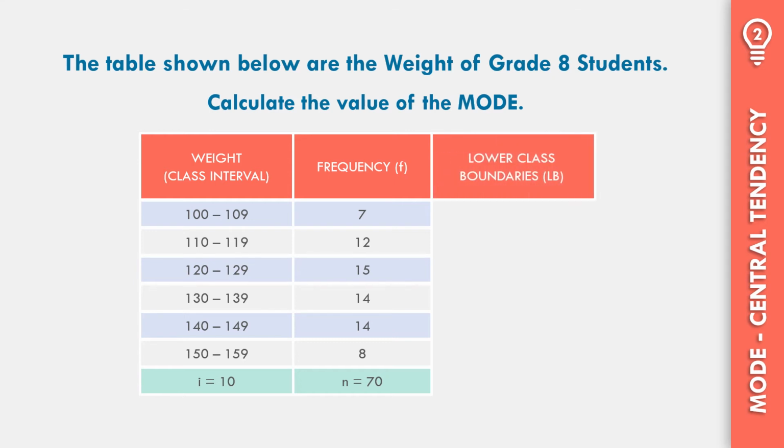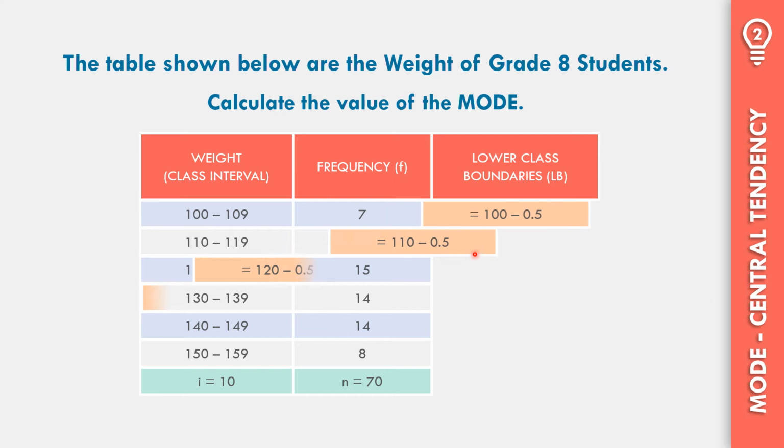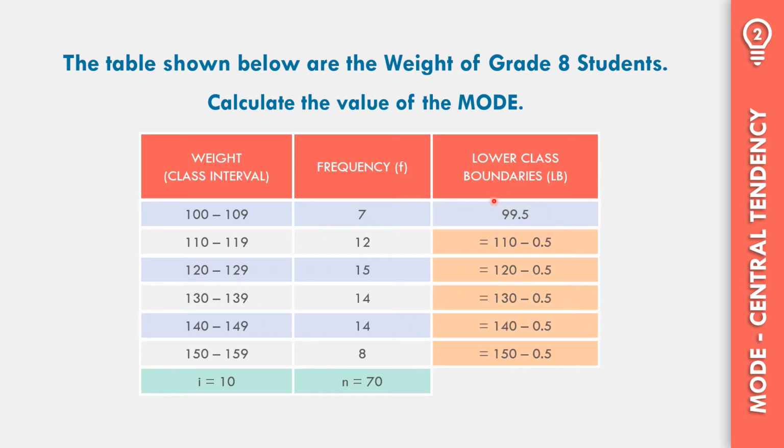Let us identify the lower class boundaries. So the lower limits are 100, 110, 120, 130, 140, and 150. To get the lower class boundaries, let us subtract 0.5 from those lower limits. So 100 minus 0.5 is 99.5. 110 minus 0.5 is 109.5. 120 minus 0.5 is 119.5. 130 minus 0.5 is 129.5. 140 minus 0.5 is 139.5. 150 minus 0.5 is 149.5.